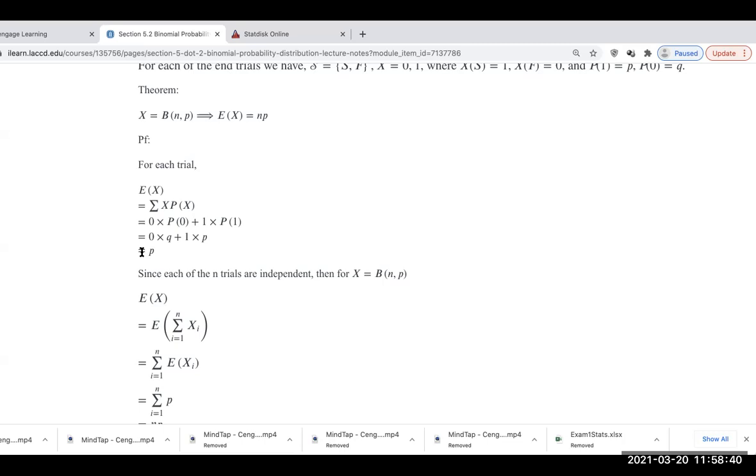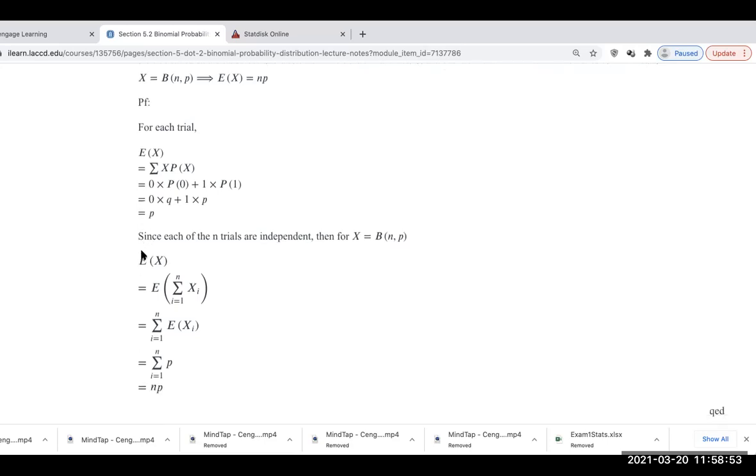So for each trial, the expected value is P. Now, suppose you have n trials. The fact that they're independent in this case doesn't make any difference. The expected value of X is the expected value of the sum of all these outputs of the random variable for each of these n trials. So it's the sum of the expected value for each of these random variables. Well, the expected value for each of them is P. So the sum from i equals 1 to n of P is just NP. You're adding P plus P plus P plus P, n times, and you just get NP.